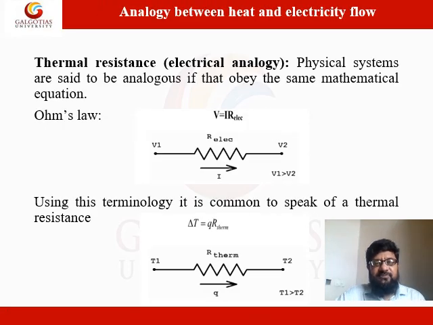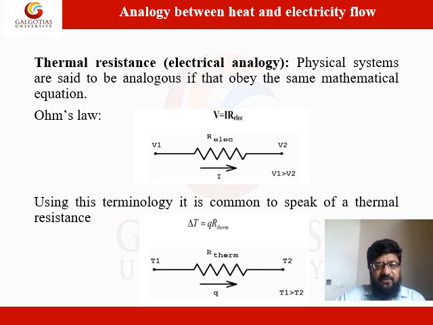So there exists an analogy between heat flow and electricity flow. So what is electricity or current? It is basically a rate of flow of charges, which is resisted by the property of the conducting material, known as electrical resistance, and the cause of that flow of charges is potential difference.